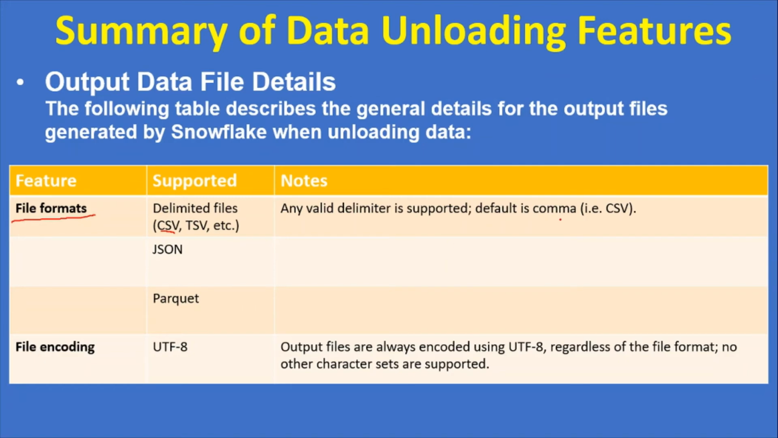Default is comma. If you don't specify any file format, then by default it will generate comma separated. And also you can unload the data in the form of a JSON file. For that you have to use the JSON file format. And Parquet also, you can unload the data in the form of a Parquet file. For that you have to use the file format as Parquet.